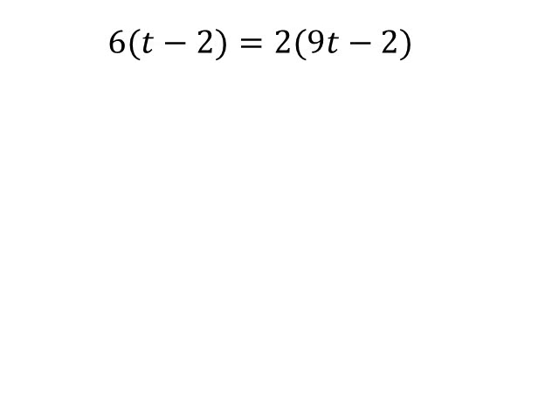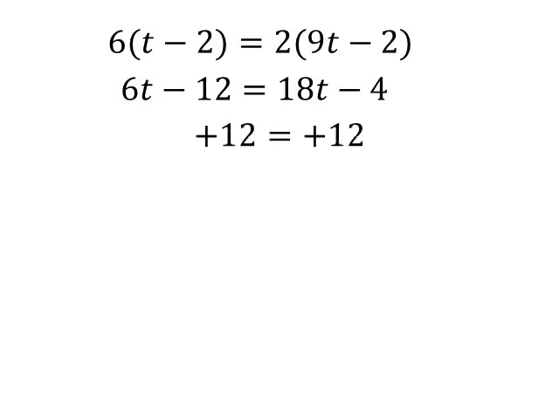2 times 9t is 18t. 2 times negative 2 is negative 4. So this becomes 6t minus 12 equals 18t minus 4. Now I want to move the negative 12 to the other side, so I add 12 to both sides. That gives me 6t equals 18t plus 8, because negative 4 plus 12 is 8.